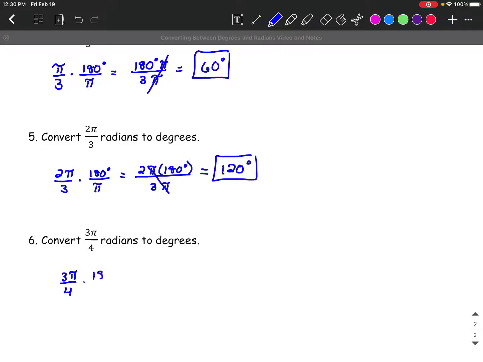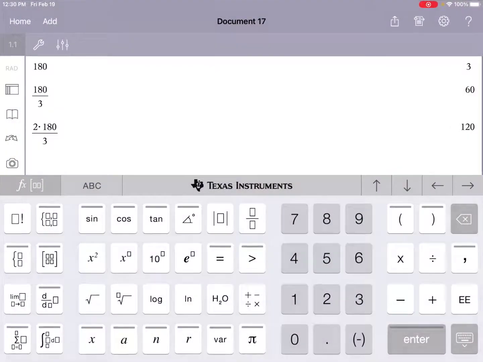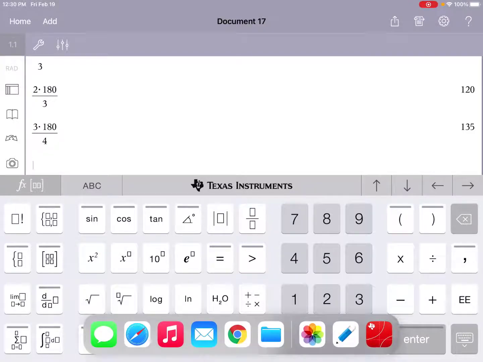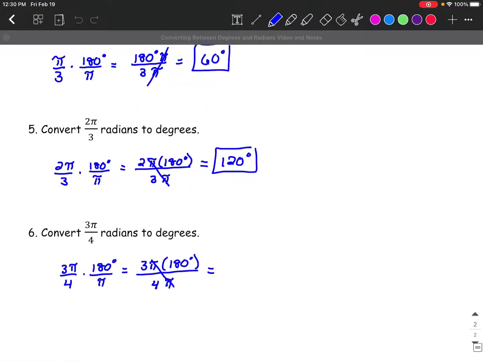Awesome. Now let's try 3 pi over 4. And we're going to multiply by 180 degrees over pi. So 3 pi times 180 degrees over 4 pi, and the pi's cancel out. Now we go to our calculator, fraction template, 3 times 180 over 4. And we get 135 degrees.